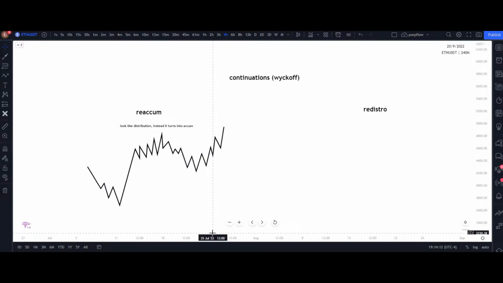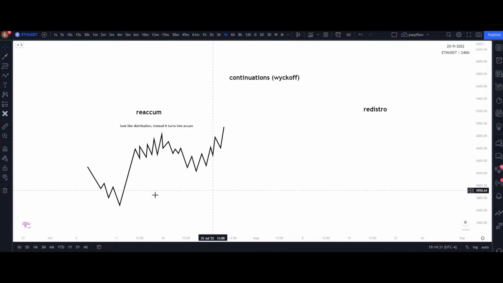Continuations are going to be the hardest schematics to play. You can ask any smart money concept Wyckoff trader. Continuations will be the hardest because they hold the most components. For a distribution, I'm just worried about manipulation of highs and leaving lows, right? For just an accumulation, I'm just worried about manipulating lows and leaving highs.